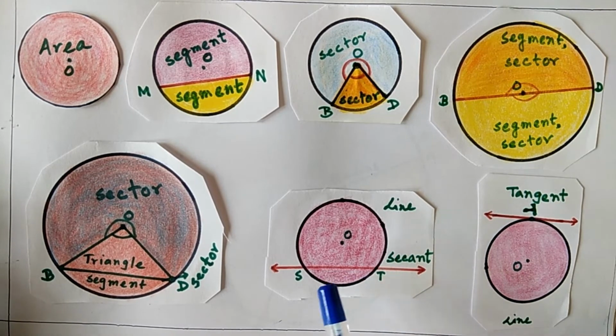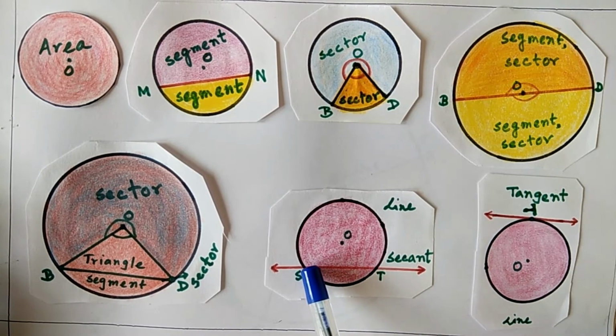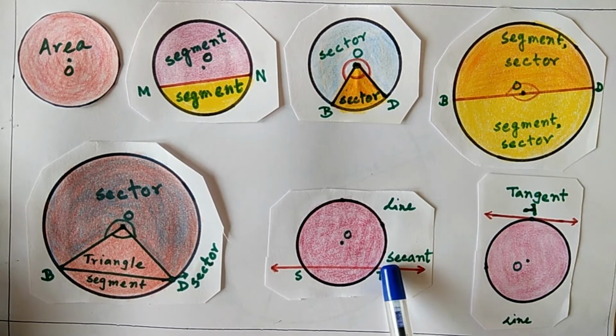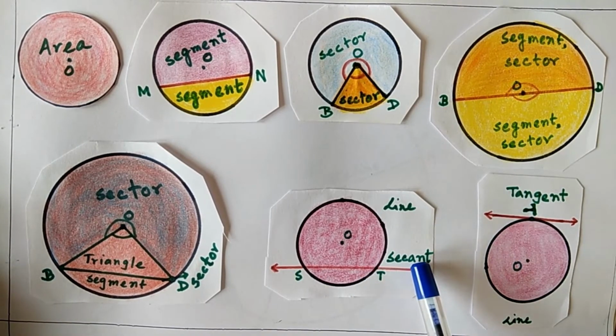Now friends, if we take S and T, ST, this is a chord. Clearly it is seen that this is a chord. So we can give another definition for a secant: if we extend a chord of a circle infinitely in both directions, we get a secant.